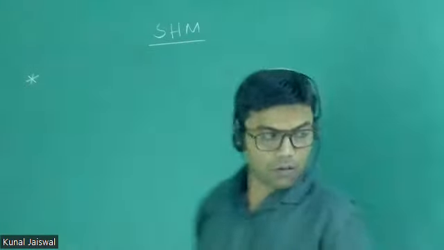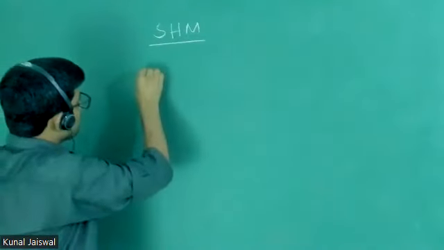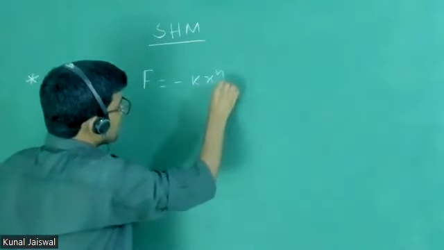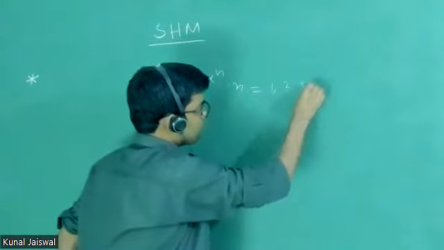So as you have seen, oscillatory motion is nothing but to and fro motion, and it follows the force equation F = k x to the power n, where n can take only odd integers: 3, 5 and so on.